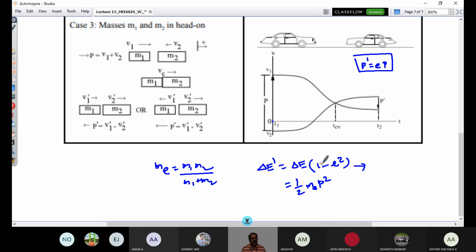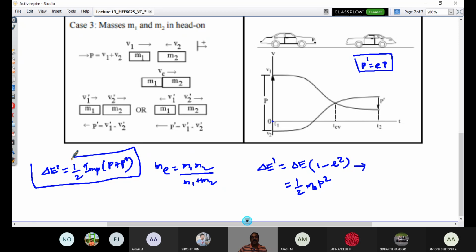This is not Kelvin's theorem itself. This is derived from Kelvin's expression, where Kelvin's expression says this delta E dash is simply half ME into P plus P dash. So this is Kelvin's theorem. And this Kelvin's theorem can be expressed by this from the application of fundamental concepts, and we were able to discuss this. So this completes your central impact.